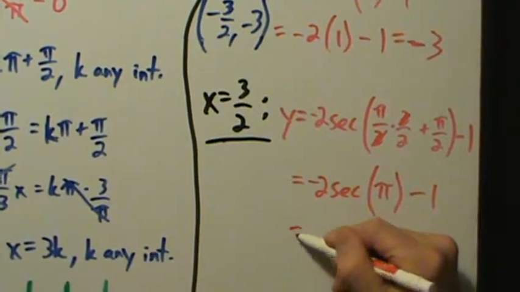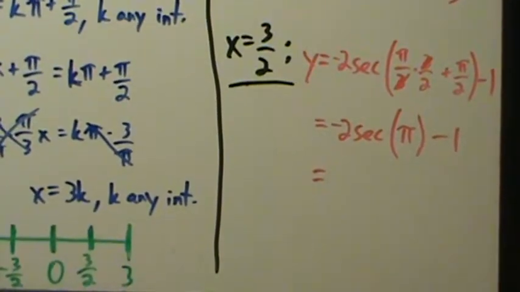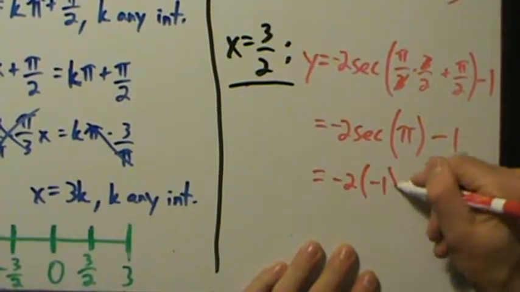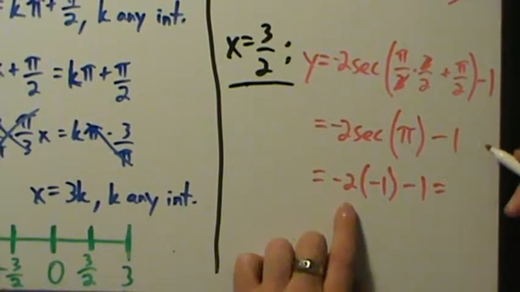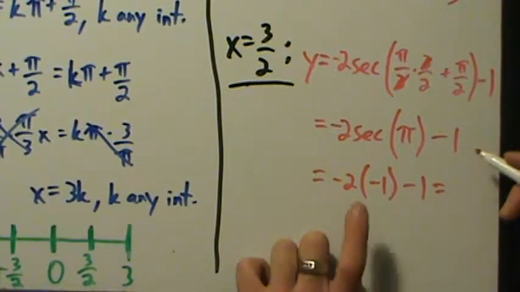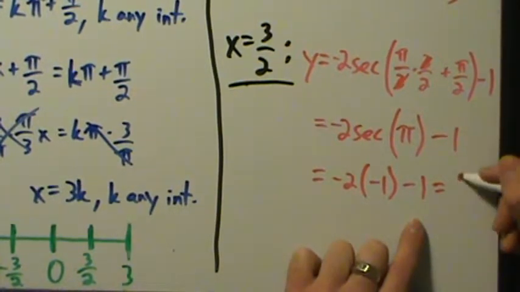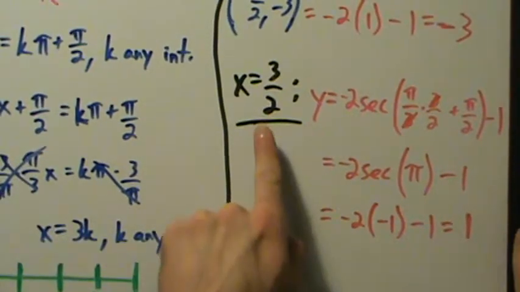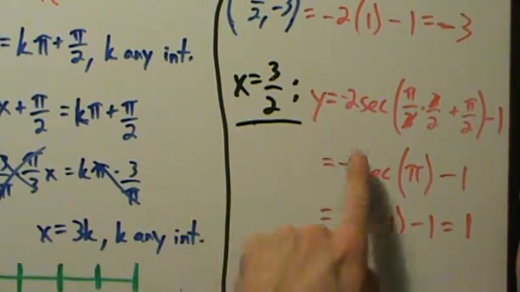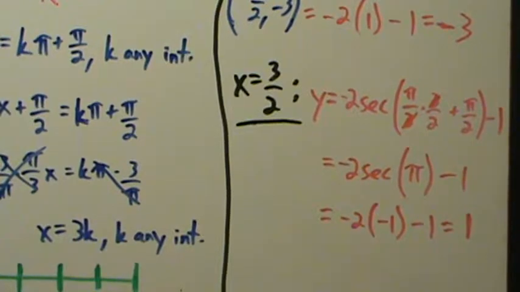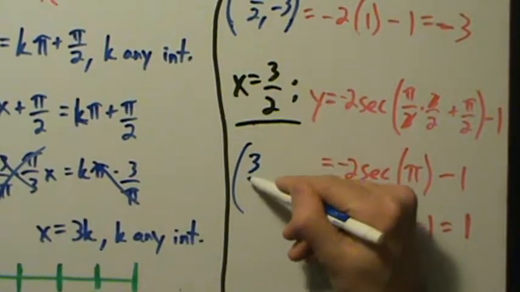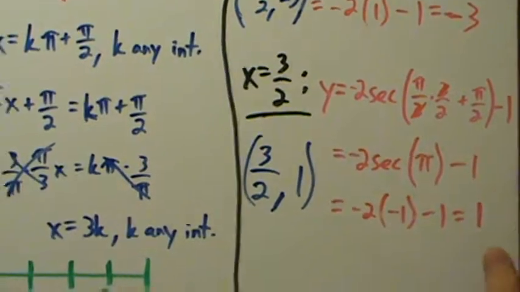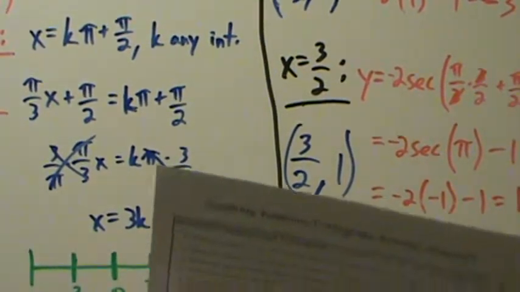So again, knowledge of the unit circle really comes in handy here. Secant of pi is negative 1. So this is negative 2 times negative 1, and then minus 1. Negative 2 times negative 1 is positive 2. Positive 2 minus 1 is 1. So when x is positive 3 halves, the corresponding y-coordinate is positive 1. This gives us the point 3 halves, comma 1. Now that's it for step 4.